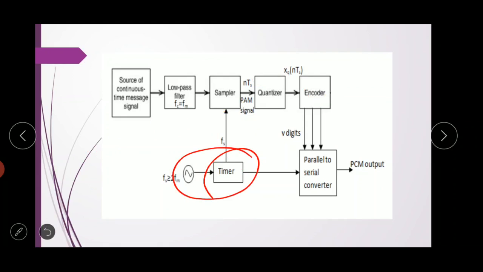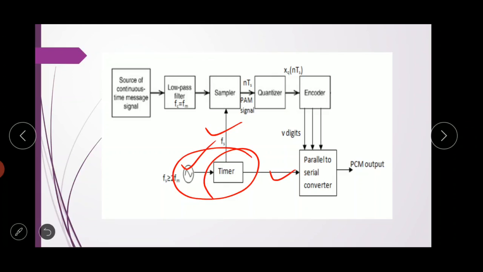Okay, this one is the oscillator, which provides synchronization to these two blocks. Mainly it maintains the sampling rate. So this is all about the PCM.